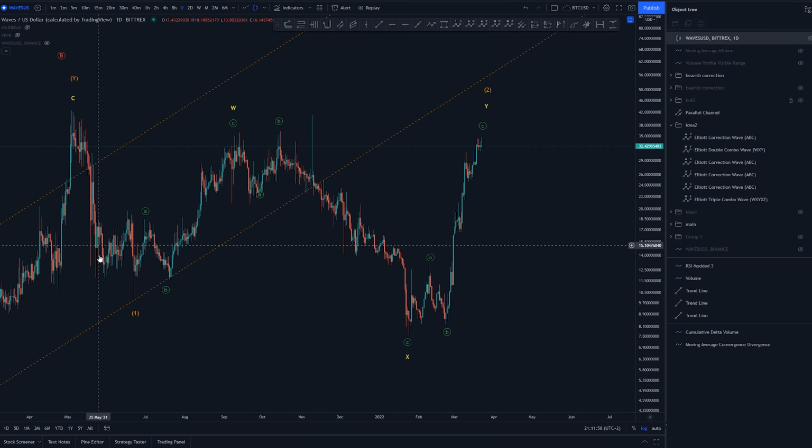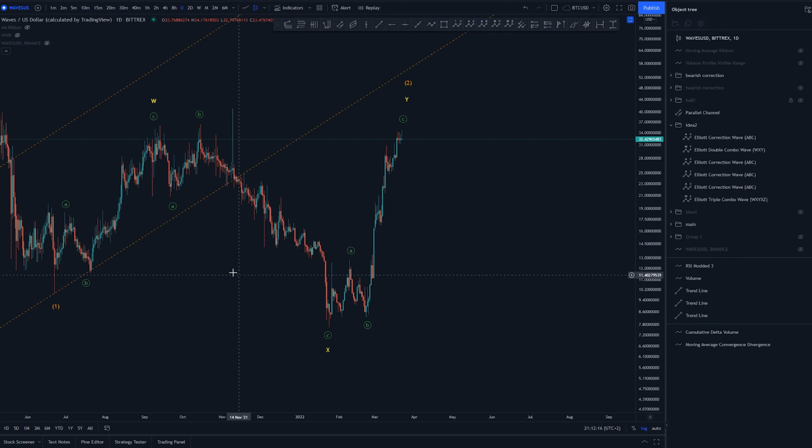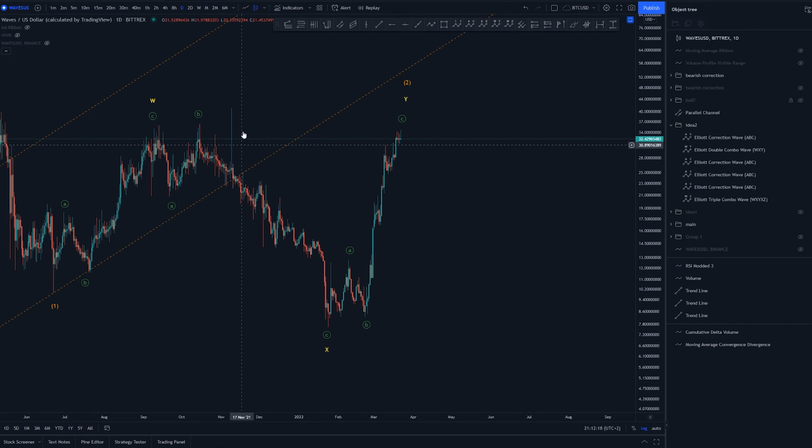So we can get 1, 2, 3, 4, 5 into 1. Then A, B, C, 1, 2, 3, 4, 5. This is again something that wasn't somewhere on other exchanges, and then we are getting this another A, B, C. This wasn't on other exchanges again.